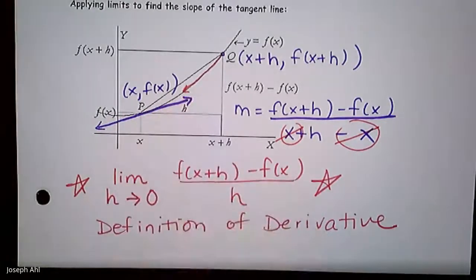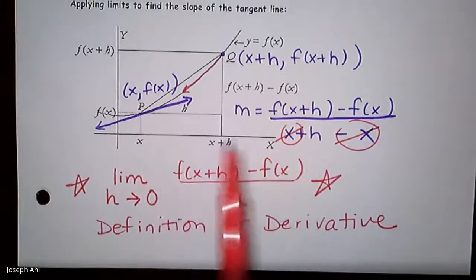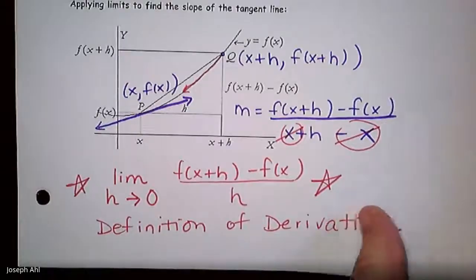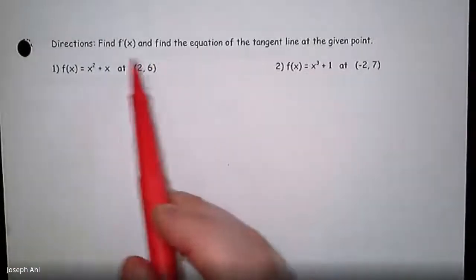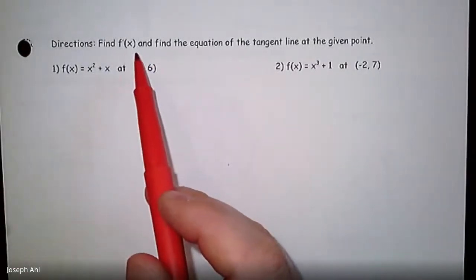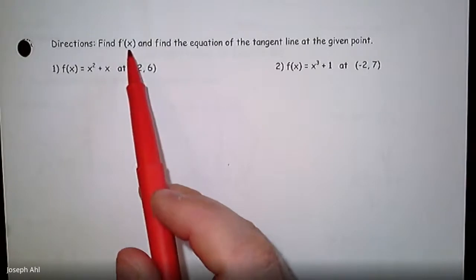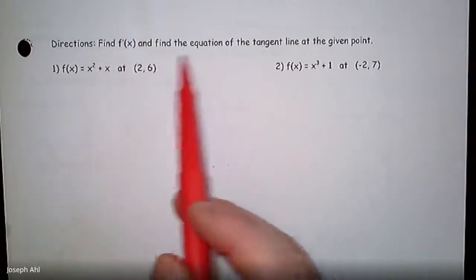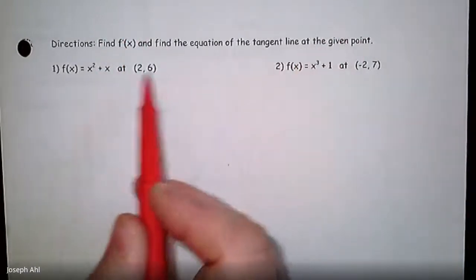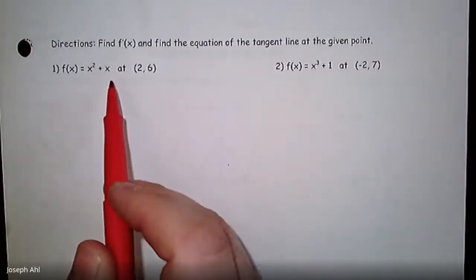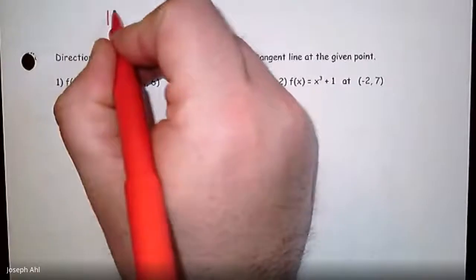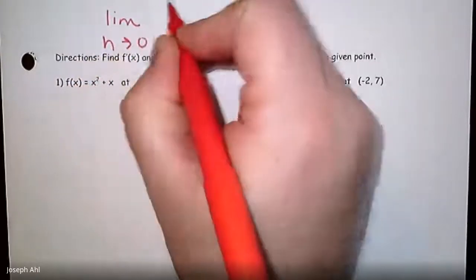Okay, let's put it into practice. And I think once we start to get some practice with this operation, it might actually even seem pretty familiar to you. All right, so in number 1, it says find f prime of x, which we didn't really do yesterday. We focused specifically on the slope at a specific value of x, but we're going to find it in general. And then find the equation of the tangent line at the given point, 2, 6. All right, so for this first one, to get started, I'm just going to write the definition of the derivative at the top so we have it to reference.